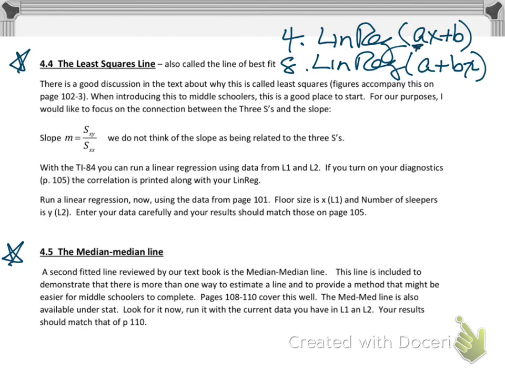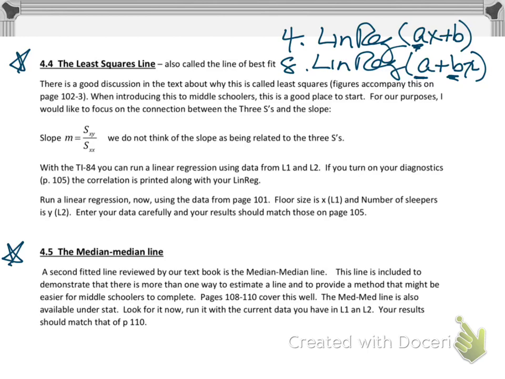Okay, in 4, the A value they give you is your slope. That would be our M. The B is the y-intercept. With 8, the A value is your B, and the B value is your slope. So know which one you're running so that you know how to interpret the results.